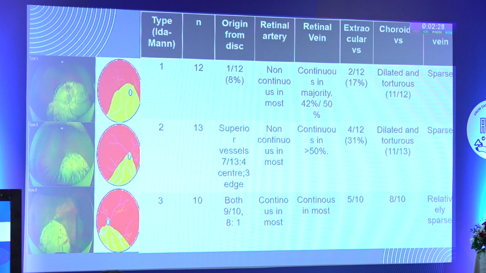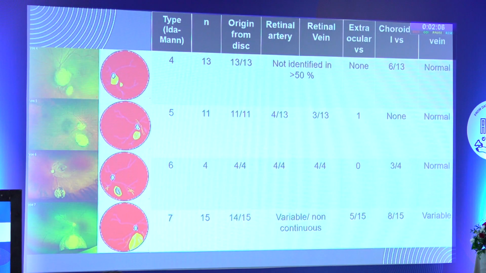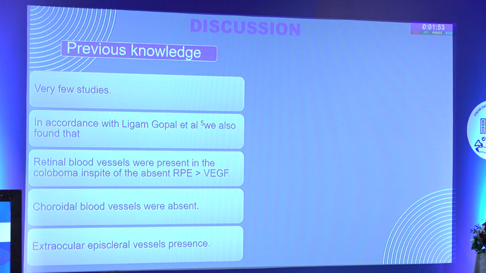The overview is that types 1, 2, 3 and 7, which are basically the large colobomas, did not have continuity of the retinal vessels in these colobomas with the vessels arising from the disc, and also in the extra colobomatous area. They had a lesser number of vortex veins and significant episcleral vessels seen in these choroidal colobomas. Whereas the small colobomas like 4, 5 and 6 had the normal number of vortex veins. The episcleral vessels were not that commonly seen, and the continuity of the retinal vessels inside the coloboma could be traced easily.